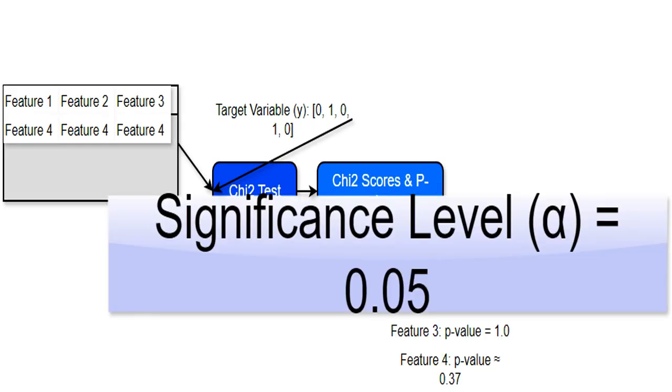This is my threshold for determining statistical significance. If a p-value is below 0.05, I reject the null hypothesis and say there is a statistically significant relationship. Otherwise, I fail to reject the null hypothesis, meaning the relationship is not statistically significant. It's like setting a bar. If the p-value is below the bar, 0.05, it passes the test.